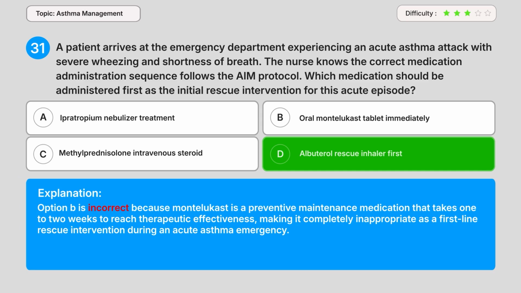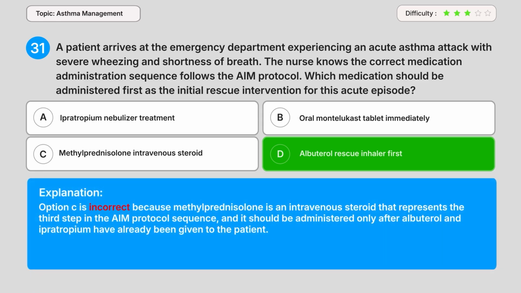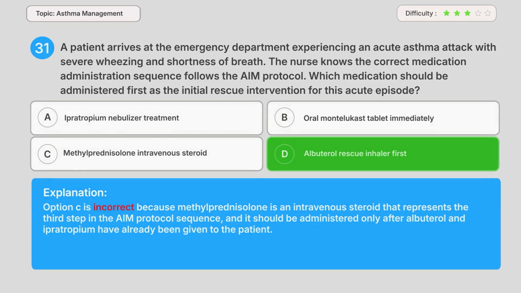Option B is incorrect because montelukast is a preventive maintenance medication that takes 1 to 2 weeks to reach therapeutic effectiveness, making it completely inappropriate as a first-line rescue intervention during an acute asthma emergency. Option C is incorrect because methylprednisolone is an intravenous steroid that represents the third step in the AIM protocol sequence, and it should be administered only after albuterol and ipratropium have already been given to the patient.